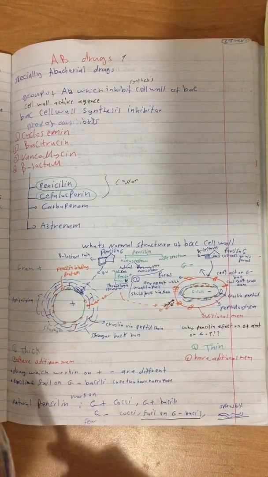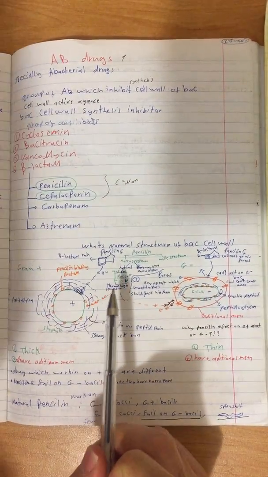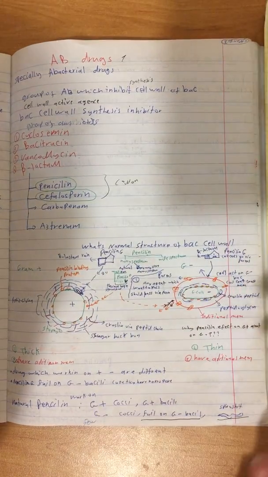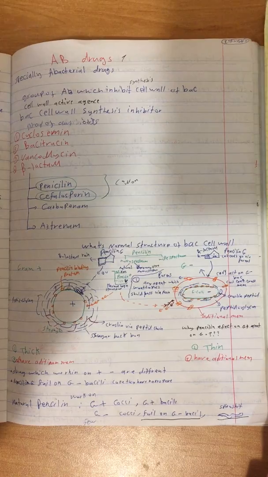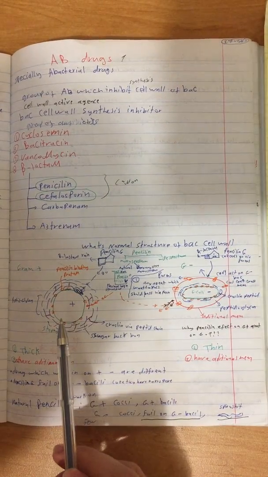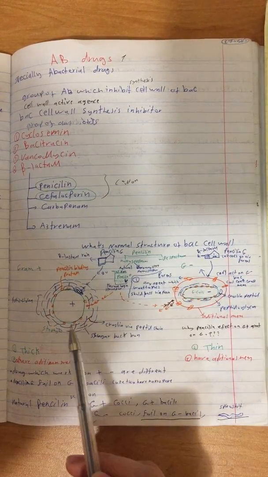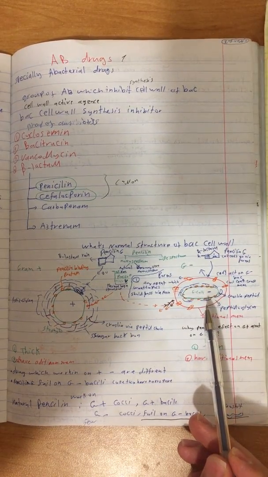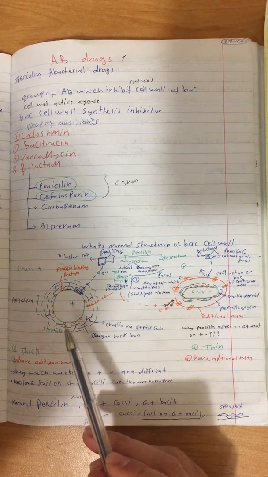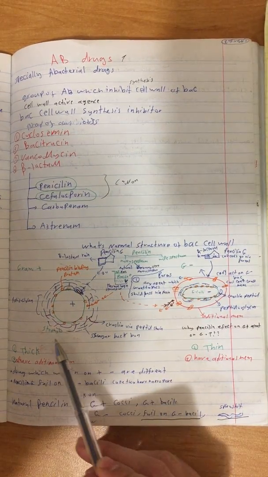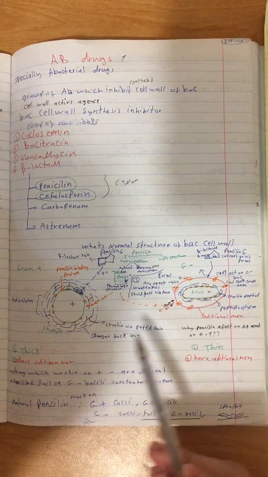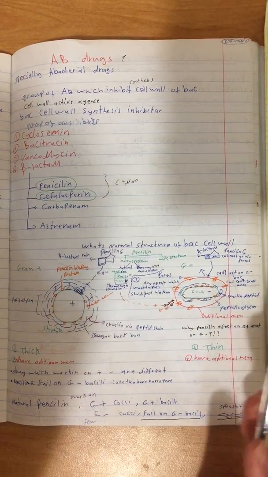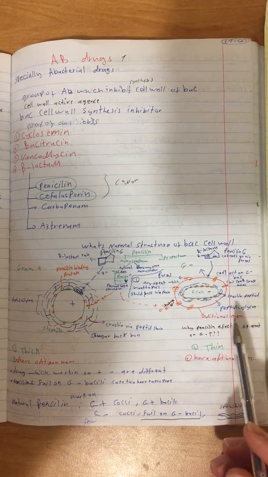So now I'm going to detail the structure of the bacterial cell wall. What is the normal structure of the bacterial cell wall? If we take two bacteria, one is gram positive, another is gram negative. For example, for gram positive we will take Staphylococcus, for gram negative we will take Escherichia coli or any other bacteria.